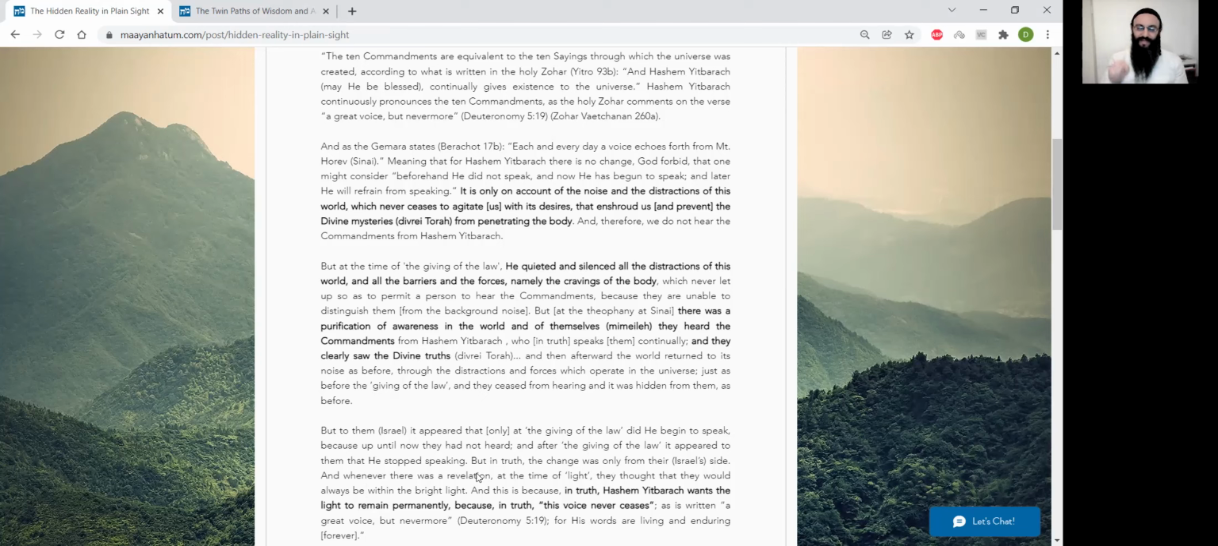And because of that purification of consciousness, they of themselves heard the diberot from Hashem Yitbarach. That was God, that He speaks them continuously. And they saw the divrei Torah, they saw the glory of God, the kavod shamayim, the realization that God is here.